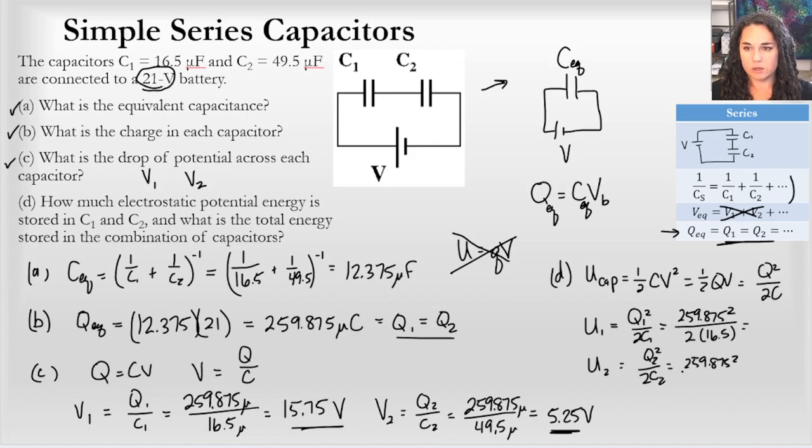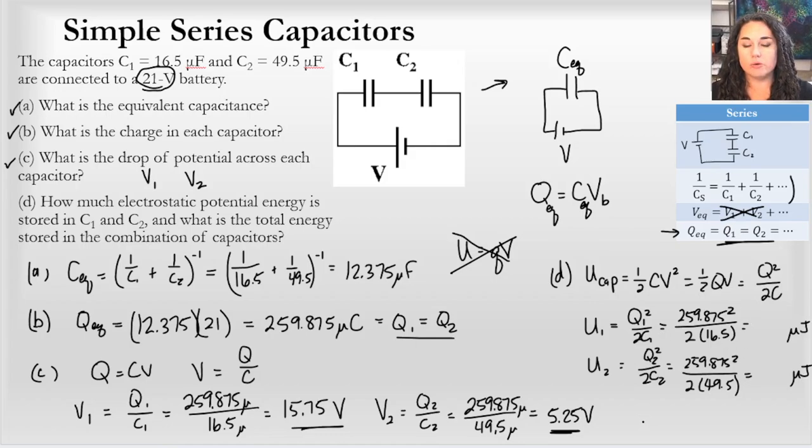259.875 squared divided by 2 times 49.5. And I do believe if you don't convert, you're going to get this in microjoules. From what I can tell, you would want to convert to actual joules or whatever the question's asking you here. I didn't solve numbers here, but that's how I would solve it, just plug those numbers through my calculator.